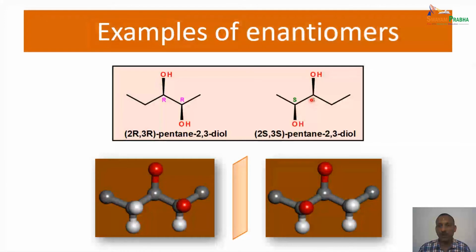The RS notation for this carbon is S configuration, and for this one it is S again. That means the OH is pointing towards the observer. As you can see, the oxygen is pointing towards you, and the same way here also it is pointing towards you. So here again this is an R configuration. If you look here, it is R and it is S. So how does pointing towards the observer keep changing?